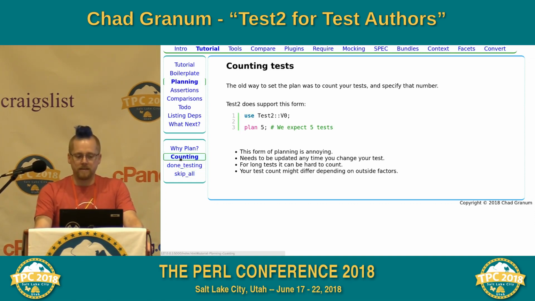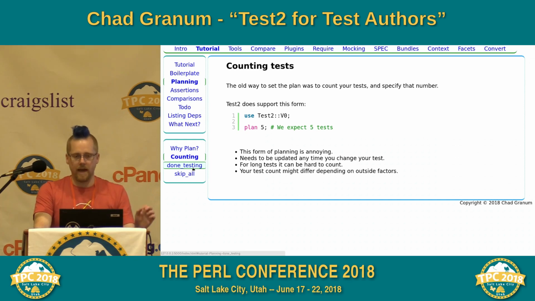There's a couple ways to plan. There's the old style that Test2 used to recommend, where you just give a static number and say, this is how many tests are going to run. In Test2, that's done with the plan function, as opposed to an import argument.